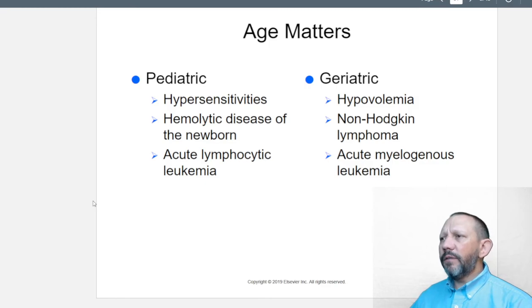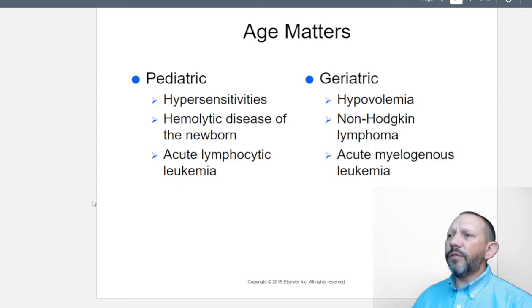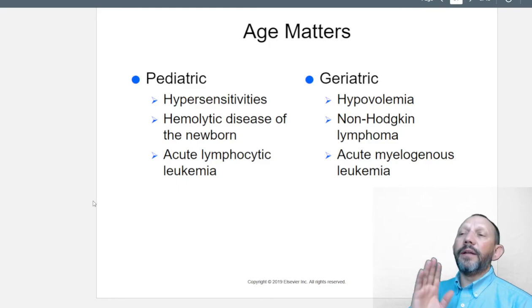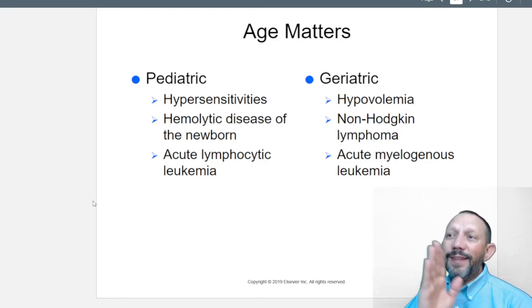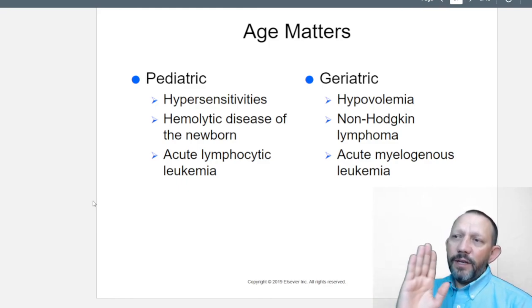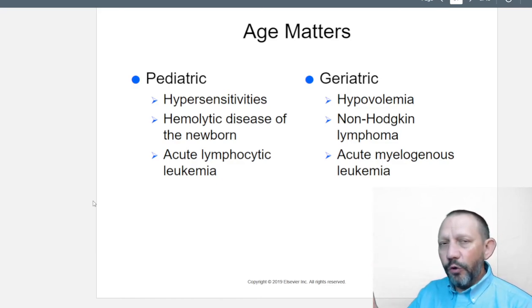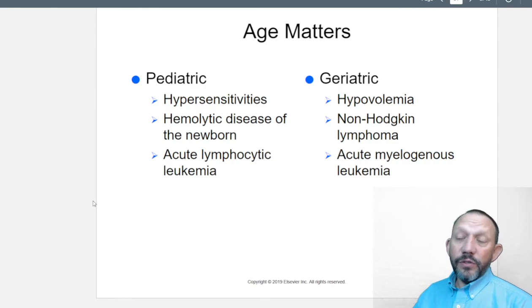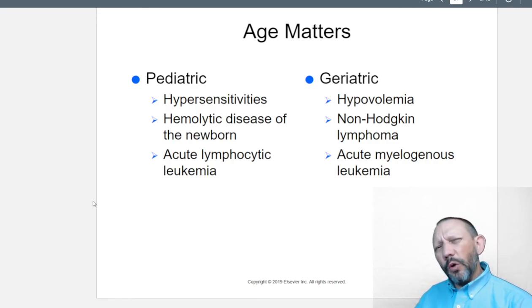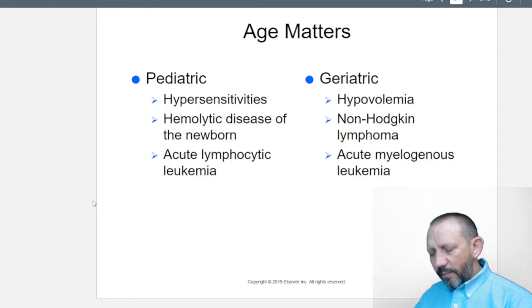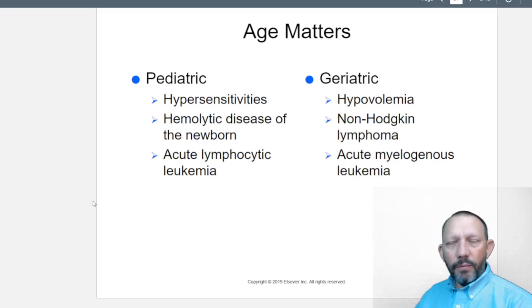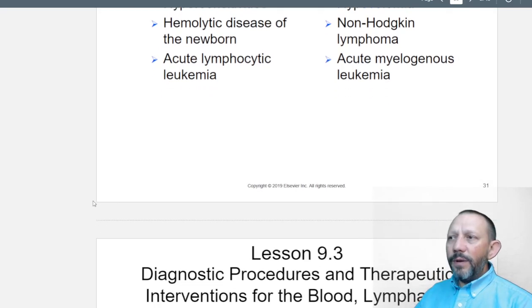Pediatric, age matters. Hypersensitivities, hypovolemia, non-Hodgkin lymphoma, acute lymphocytic leukemia, acute myelogenous leukemia. So these are the different ages. Generally, younger people will get the hypersensitivities and hemolytic disease of the newborn. Well, because they're newborn, right? Old people don't get newborn diseases. And then geriatric is older people. Hypovolemia, they just have slow bleeds and stuff like that, or maybe their spleen is going crazy and just eating up all their blood. Lymphomas and stuff like that.